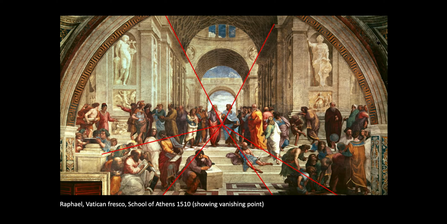Raphael, one of the great painters of the High Renaissance, painted this in the Vatican. It is also a fresco in the early 1500s, 1510. The red lines, of course, are not in the original painting, but these demonstrate that we can find the vanishing point in any perspective drawing or painting simply by following those parallel lines of recession. And in this case, they meet right in the very, very center of the work.